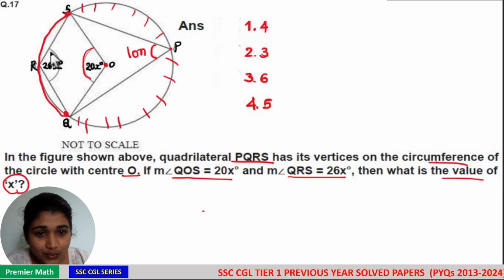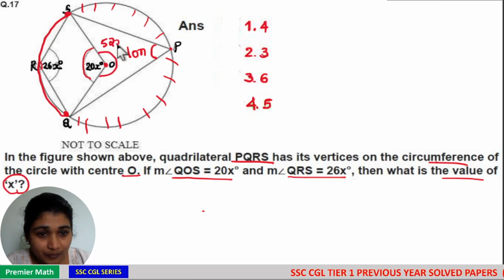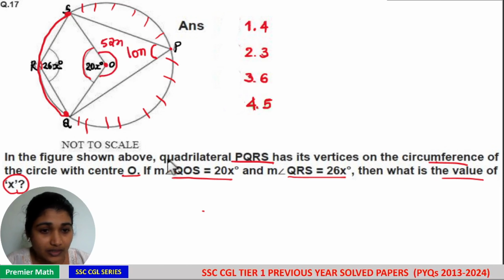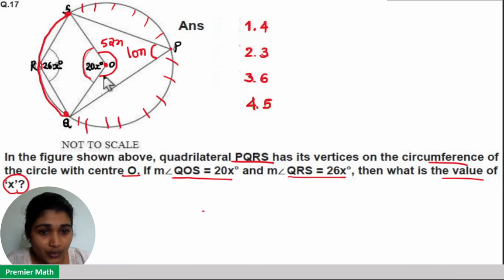This arc SPQ creates 26x degrees at the remaining part of the circle, which means the same arc SPQ can create double of 26x, that is 52x degrees at the center of the circle. So half of 52x is equal to 26x.